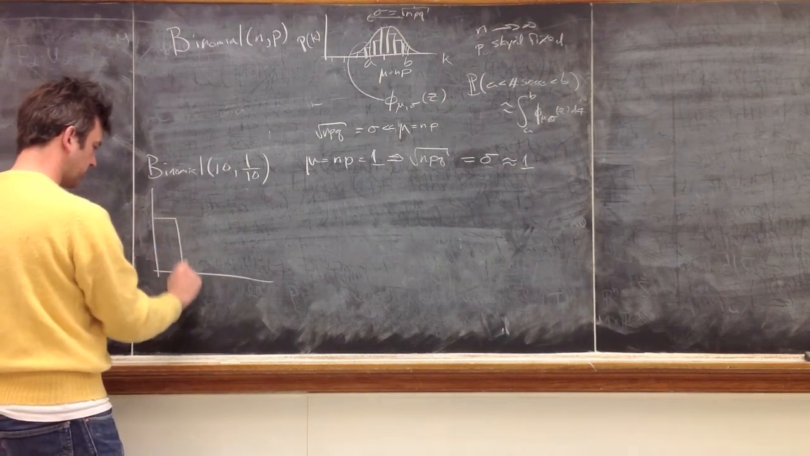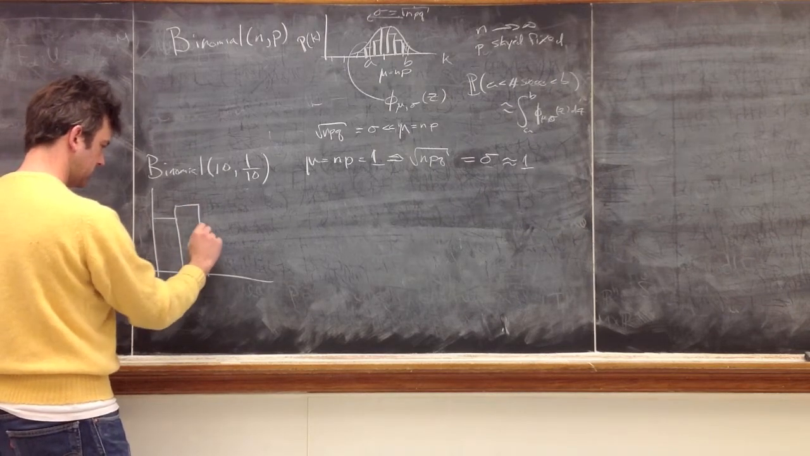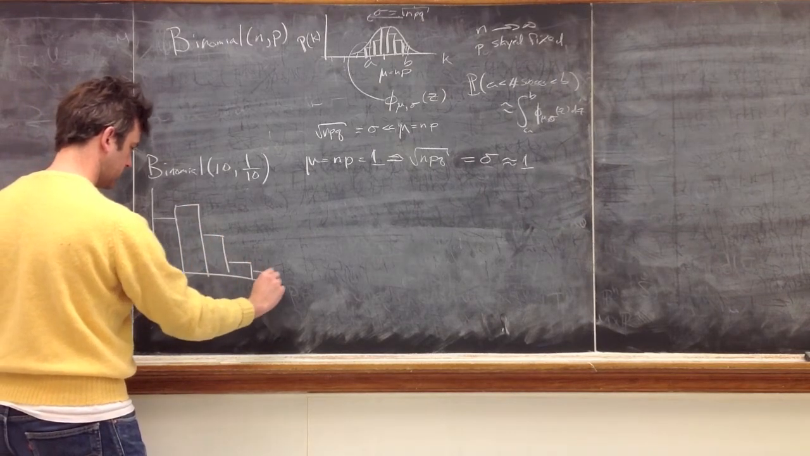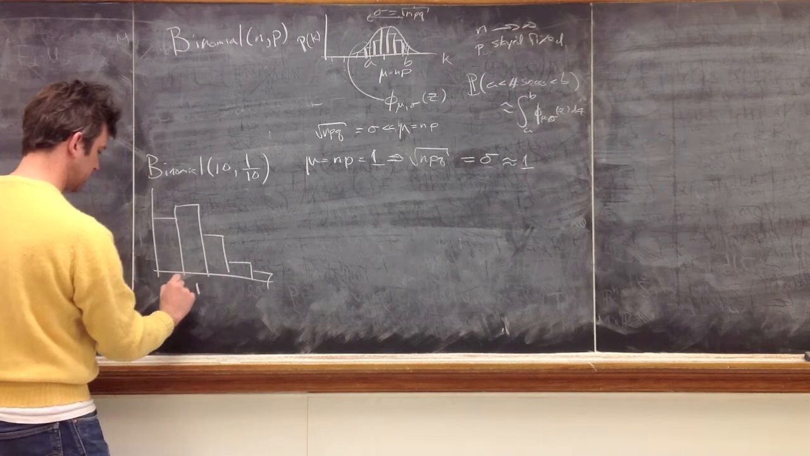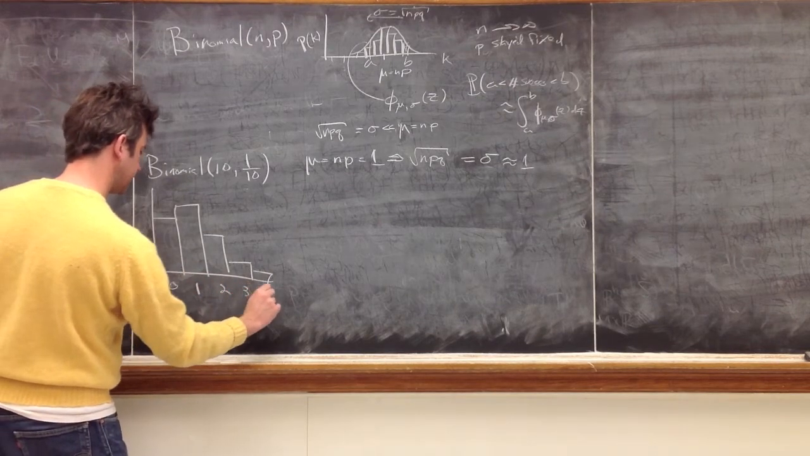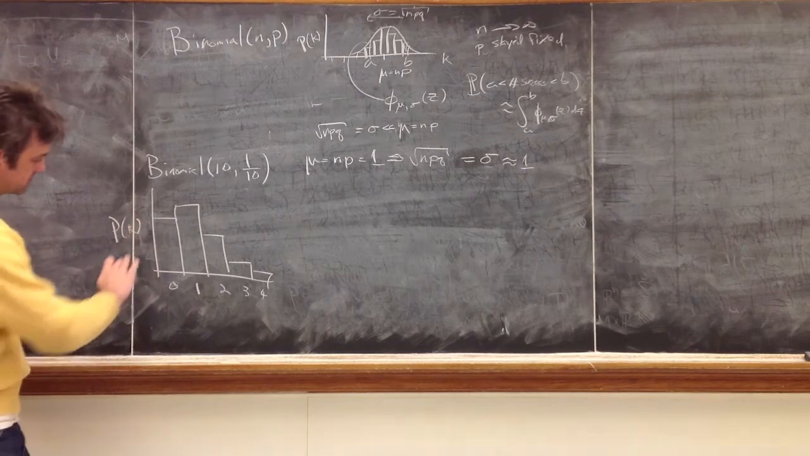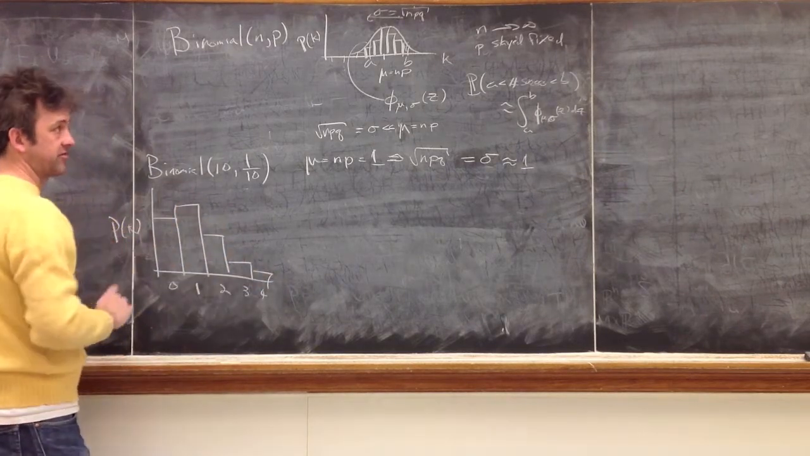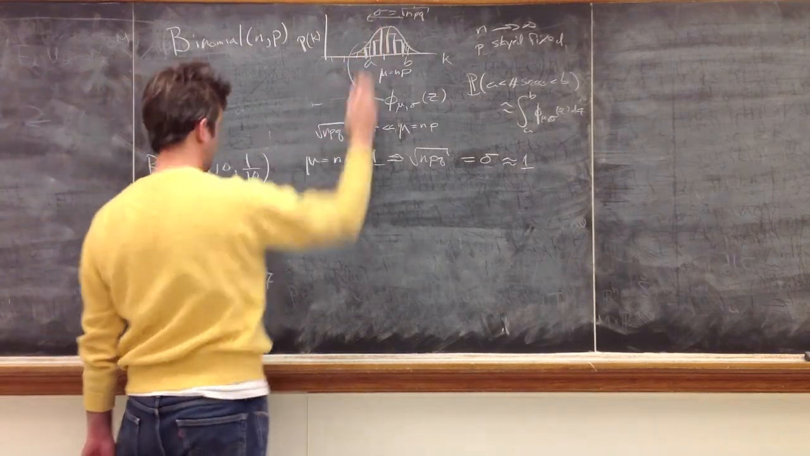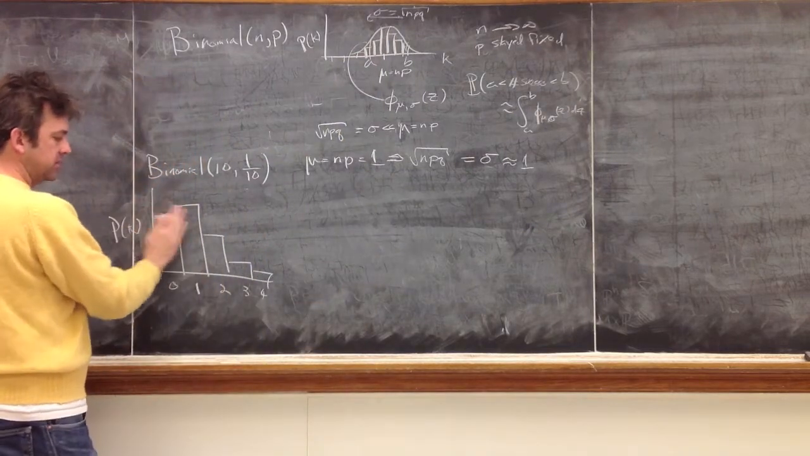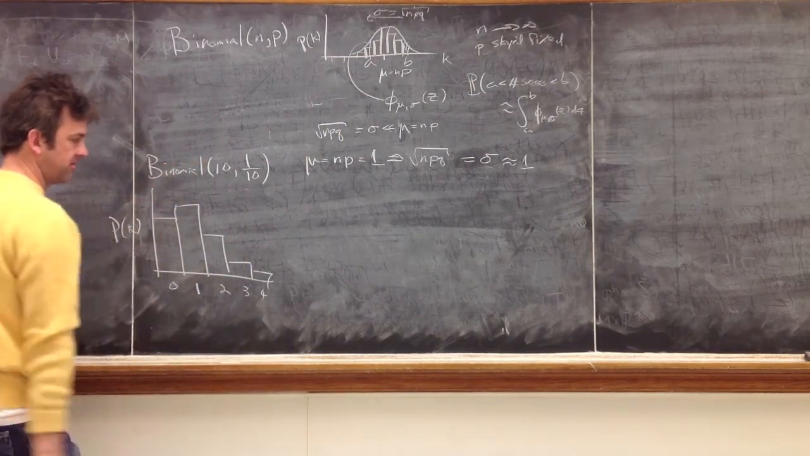And if we look at the picture, we notice something looks different. It looks much more like this. So this is 1, this is 0, this is 2, this is 3, this is 4. And here I'm writing p of k. It's asymmetric, first of all. It doesn't look symmetrically centered around the mean. And it has a whole bunch of values right around 0 and 1, and then it falls off very quickly.